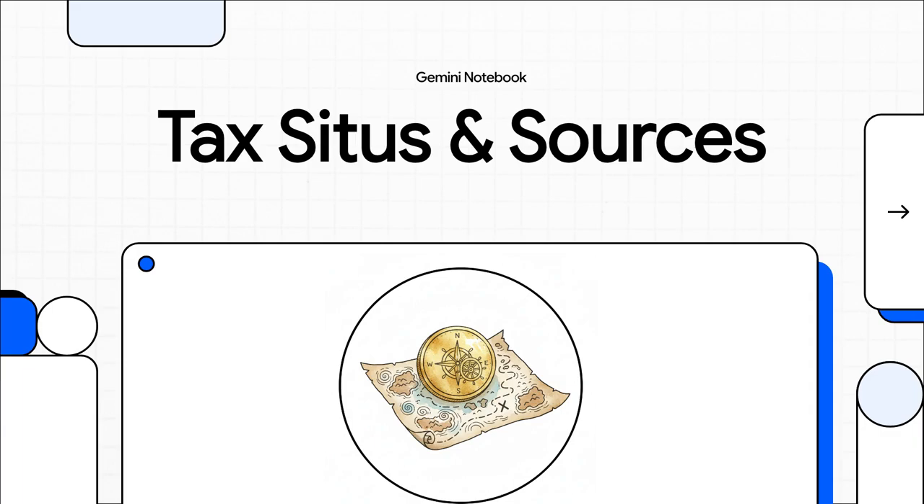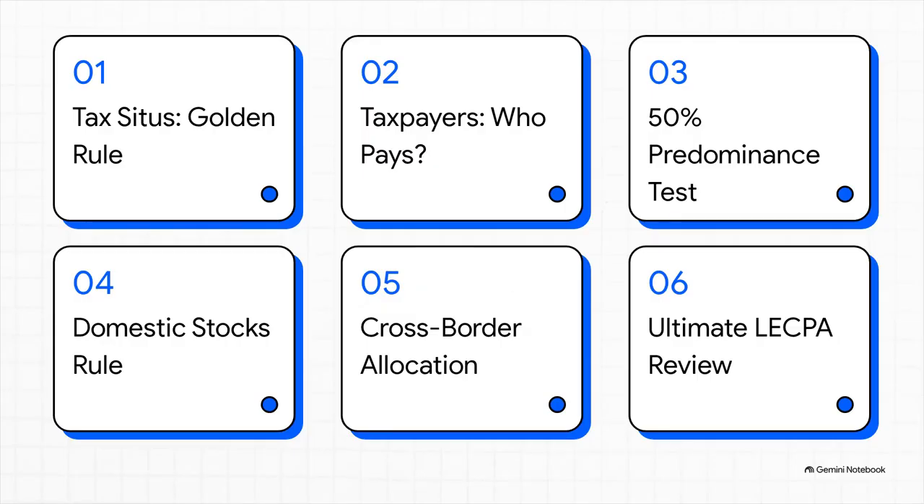Let's get into it. So here is our battle plan to build your mental schema and completely avoid cognitive overload. We'll hit 1. Tax situs, the golden rule. 2. Taxpayers, who pays what? 3. The 50% predominance test. 4. Domestic stocks, absolute rule. 5. Cross-border allocation. And finally, 6. The ultimate LECPA bullet review.